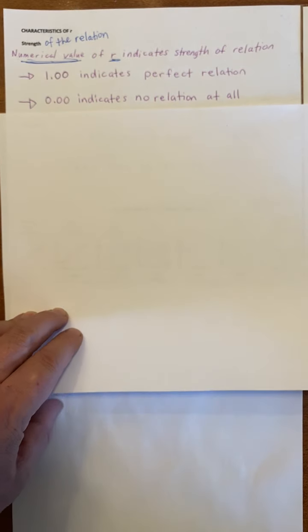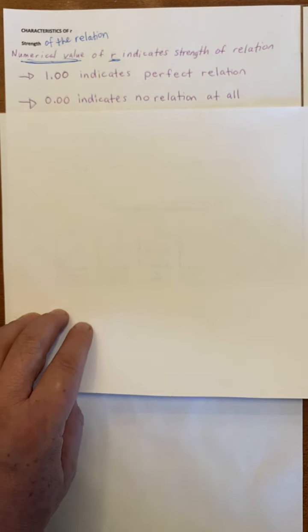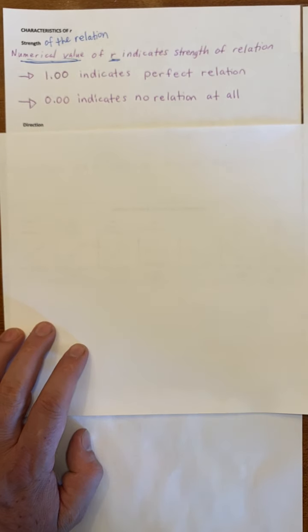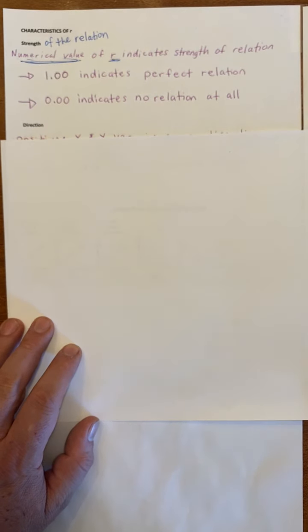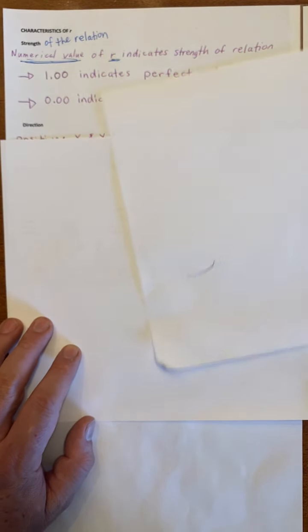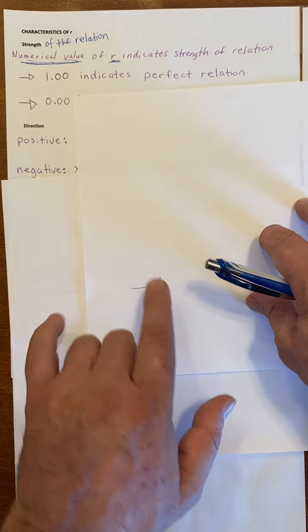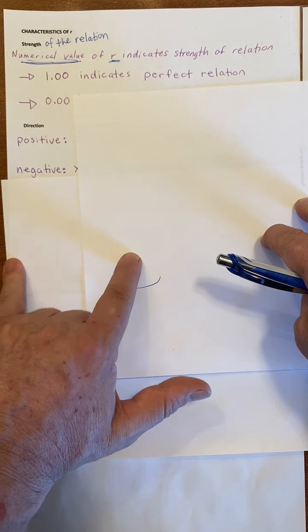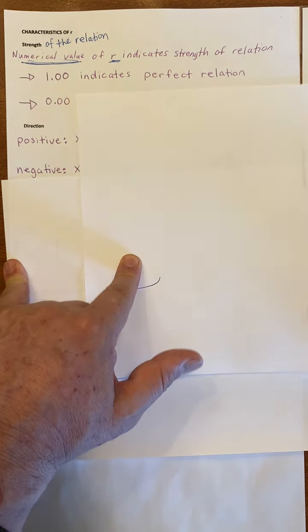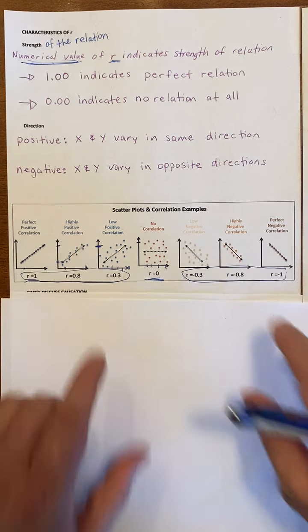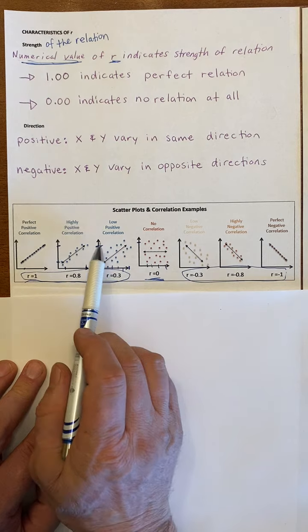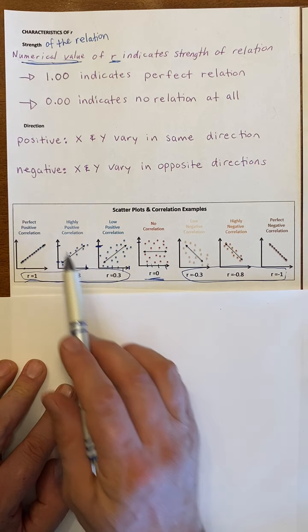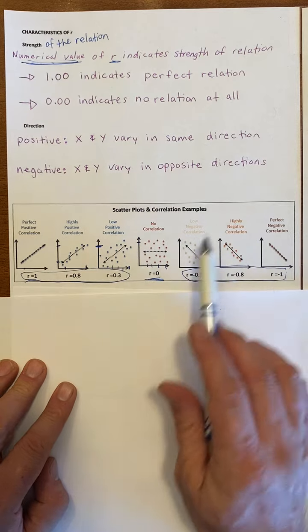Another characteristic that we have to consider is direction. By direction, we're referring to this positive value versus a negative value, right? So that's what you're seeing. Positive values on this side of the data, and then negative values here. Okay, so what does it mean when the R is a positive value versus what does it mean when the R is a negative value?